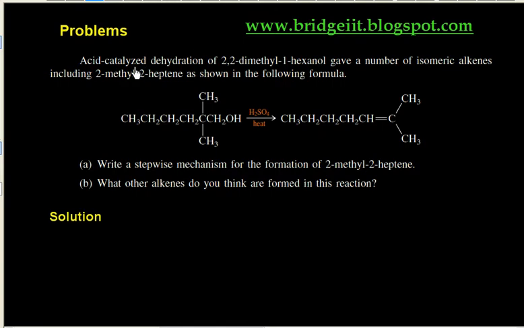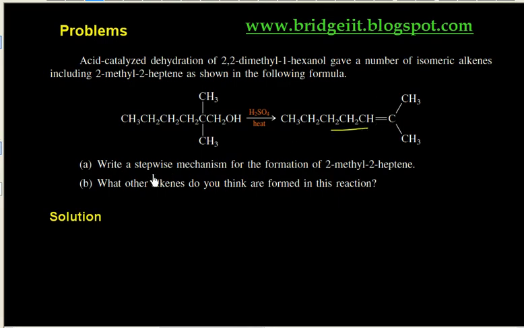Now this problem is related to acid catalyzed dehydration. We have 2,2-dimethyl 1-cyclohexanol. Upon dehydration, this molecule gives isomeric alkenes, and one of the alkenes is 2-methyl 2-heptene. You see this is 1 2 3 4 5 6 7, heptene, and at position number 2 you have the ene, so 2-heptene, and at position number 2 you have a methyl group, so this is 2-methyl 2-heptene. So that is one of the molecules.